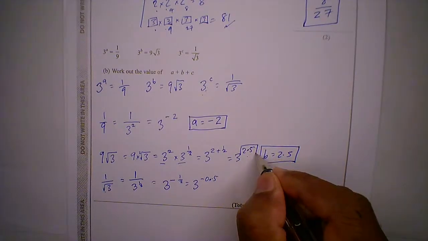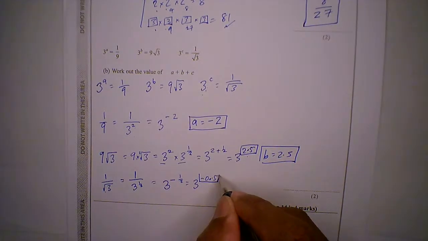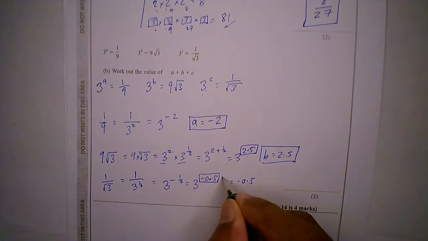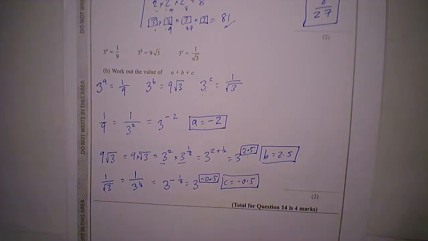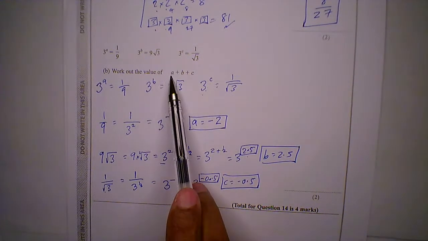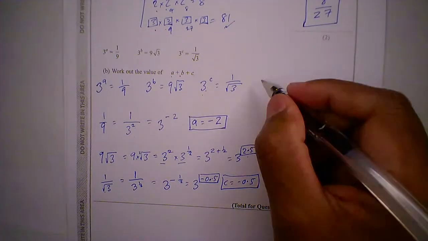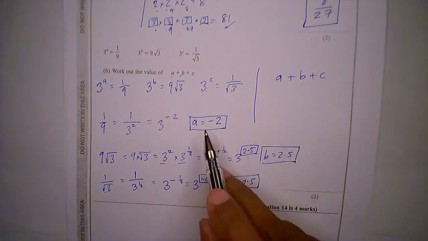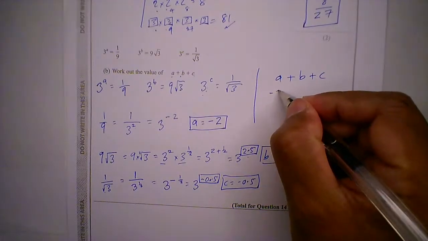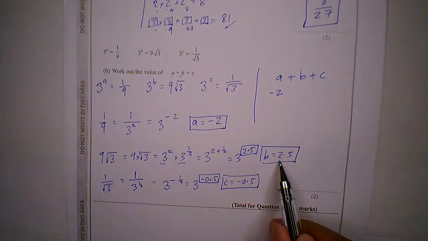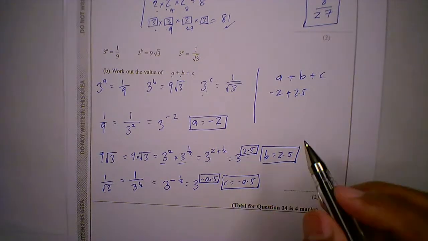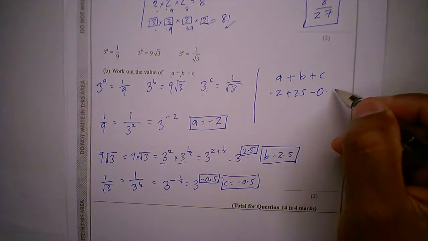You can see b is 2.5, and here my c is minus 0.5. And the question is saying, work out the value of a plus b plus c. So if I have a plus b plus c, my a is minus 2, my b is 2.5, and my c is minus 0.5.